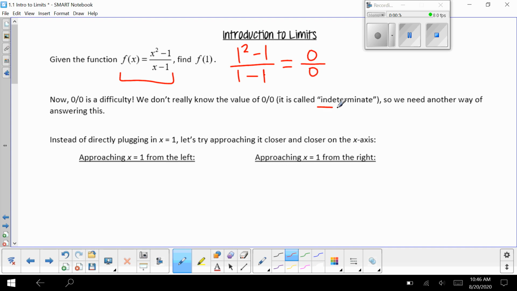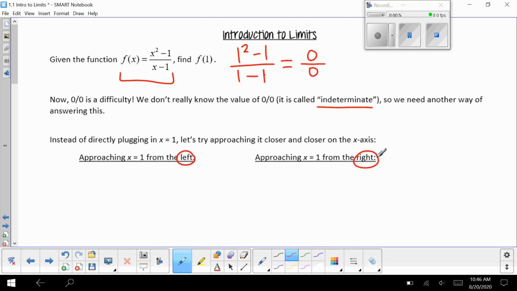And this is called indeterminate. It's kind of tricky. It doesn't mean that our answer is 0. So we need to look at it and see what's happening here. Instead of directly plugging in 1, we're going to try approaching it closer and closer from the left side and from the right side.